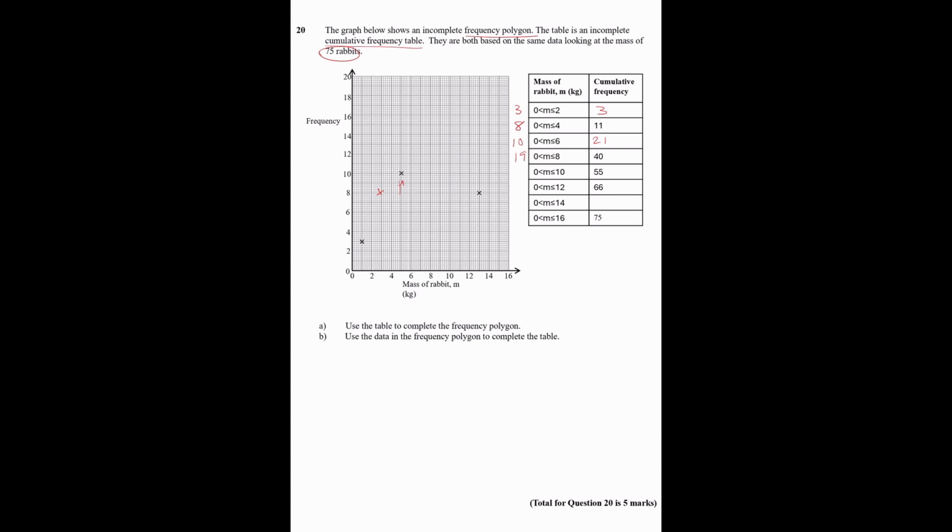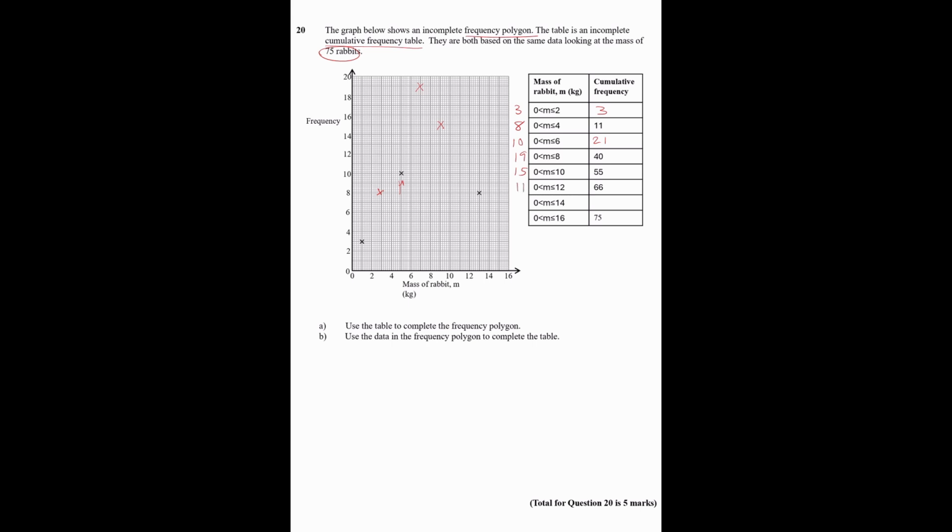So 7 must be 7,19. Just make sure that's at 7. Yep, 7,19. Then from 40 to 55 is 15. So that means 8 to 10, so that's 9. 9,15. That's plotted at 9. And then from 55 to 66 is 11.